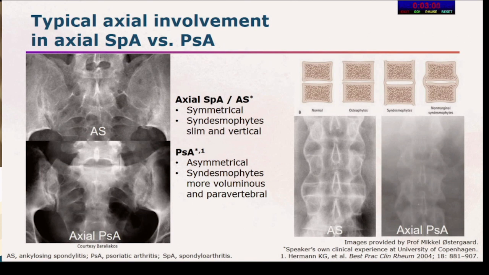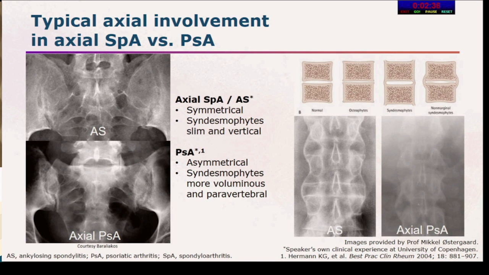Now this is a talk on SPA and axial SPA and also psoriatic arthritis. So what are the differences? Well, in X-rays, we know that in ankylosing spondylitis, changes are generally more symmetrical, and the syndesmophytes are more vertical and slim, as you see them here.